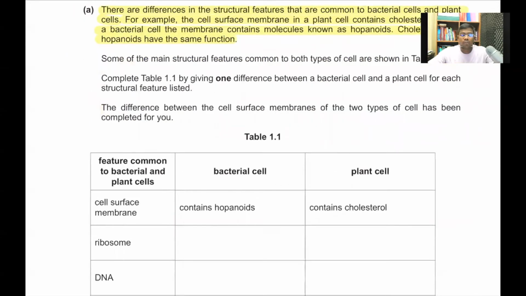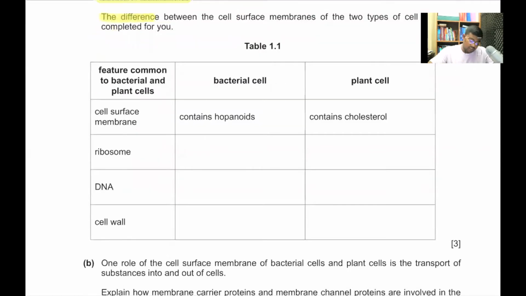So the function of cholesterol is to maintain membrane fluidity. So we can also say that the hopanoids also maintain membrane fluidity. Some of the main structural features common to both types of cell are shown in Table 1.1. Complete Table 1.1 by giving one difference between a bacterial cell and a plant cell for each structural feature that are listed. The difference between the cell surface membrane of the two types of cell has been completed for you.